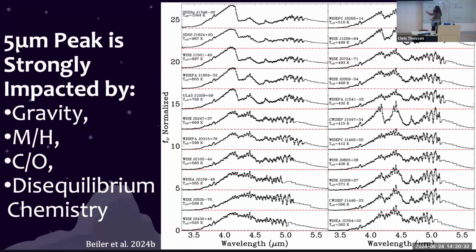And that's because this 5 micron peak is strongly impacted by gravity, by metallicity, by C to O, and disequilibrium chemistry. So here's the temperature sequence of our objects, and you see that once we get to like 600 Kelvin, we just get absolutely no sequence.